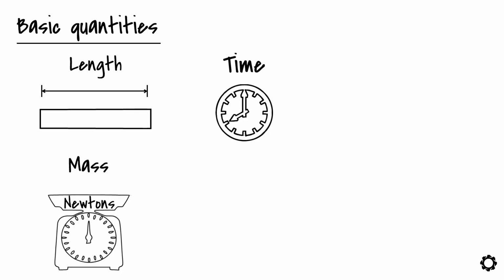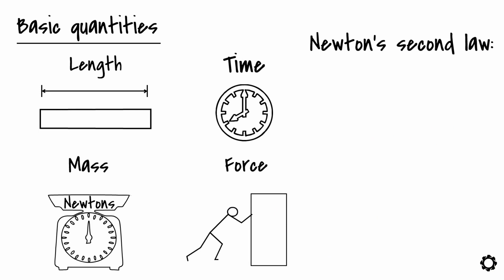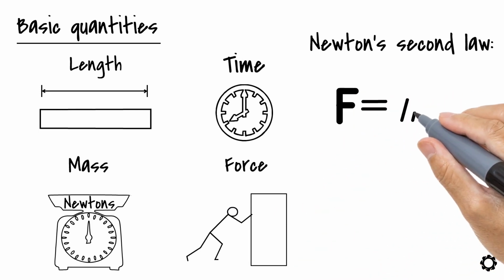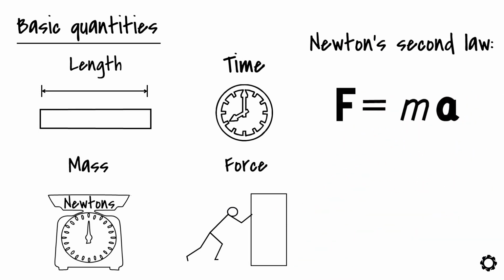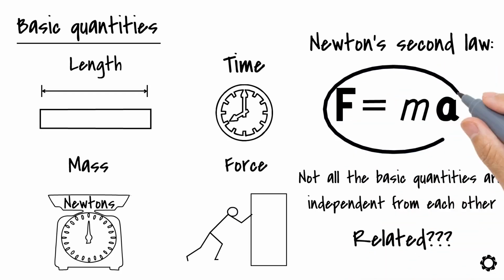If you recall, in the last lecture, we talked about the basic quantities that we use in mechanics. These quantities were length, time, mass, and force. We also talked about Newton's second law, which can be written as force equals mass times acceleration. At that moment, you may have figured out already that not all basic quantities are independent from each other, but they are indeed related to one another. Some of you may wonder how they are all related. They are related by our familiar Newton's second law.